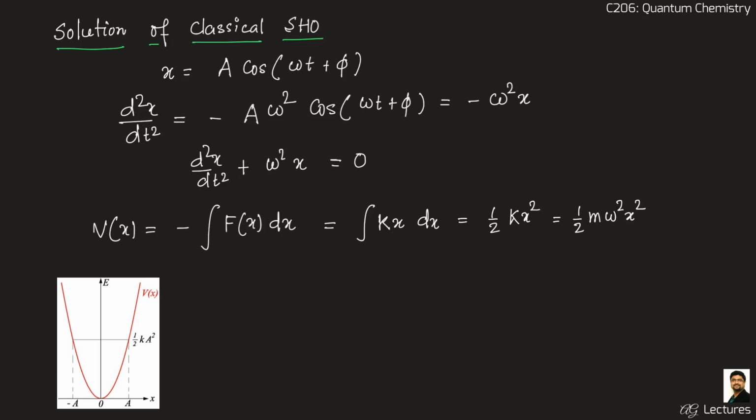Now if we have to solve for a quantum oscillator, the first thing that we should do is to write the Hamiltonian, and that is exactly what we are going to do next, as the next step.